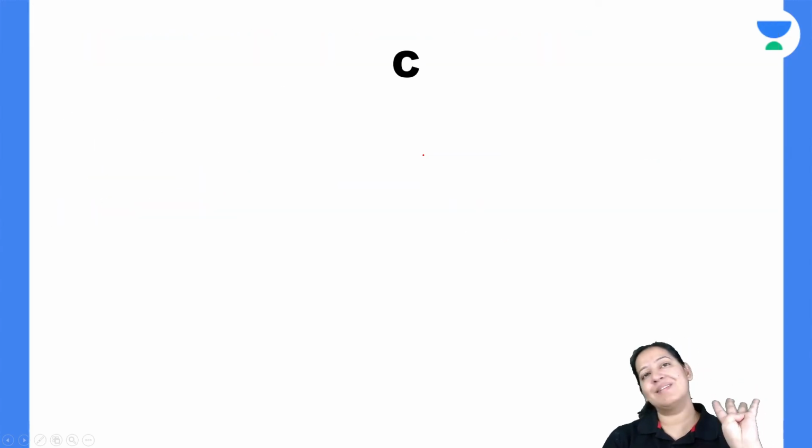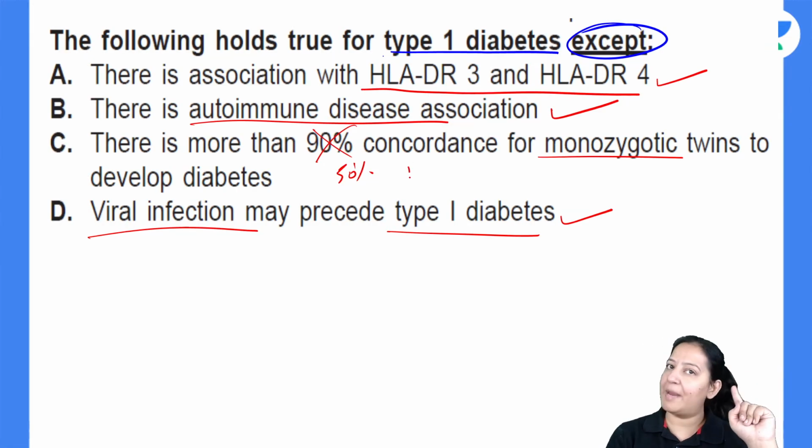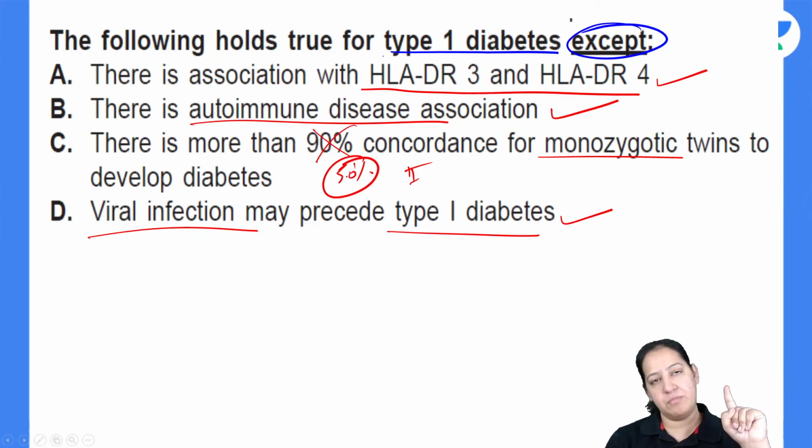So the correct answer here is C, because C holds good for type 2 diabetes, not for type 1. A 50% concordance rate is for type 1.